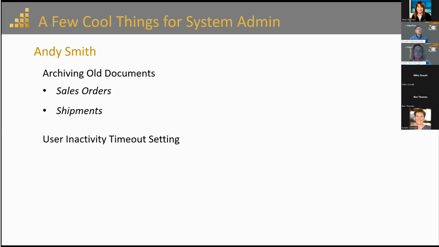So with this new archiving feature, Acumatica will let you choose to hide those, if you will, from the users. It doesn't delete them from the database. You can still get to them, and I'll show you how that works. It should improve performance and improve the user experience. So let's go take a look at that, and then we'll come back to that second one.